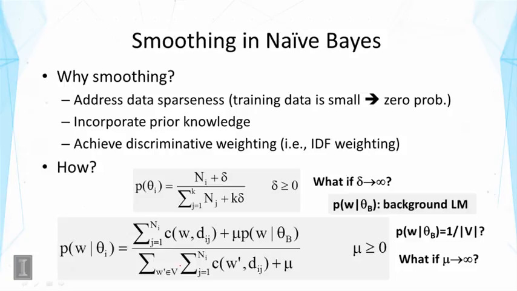Now, if we use such a background language model to add a pseudo count, we'll find that some words will receive more pseudo counts. So what are those words? Well, those are the common words because they get higher probability by the background language model. So the pseudo counts added for such words will be higher. Rare words, on the other hand, will have smaller pseudo counts.